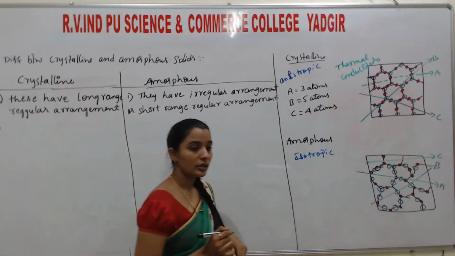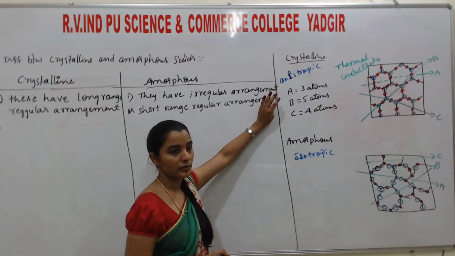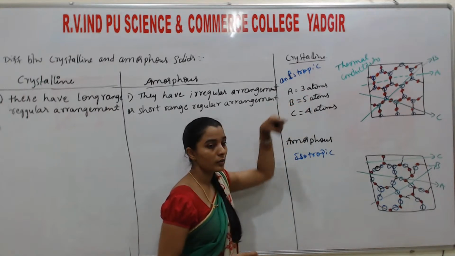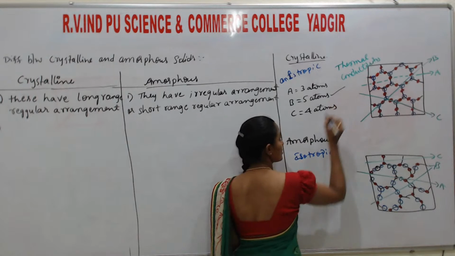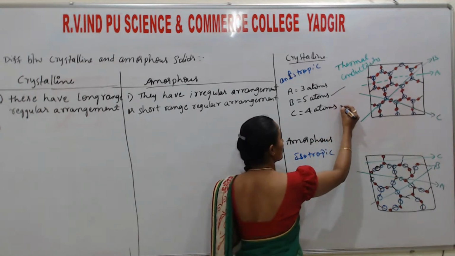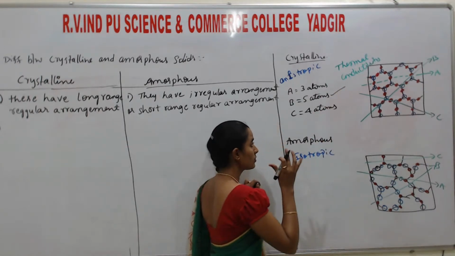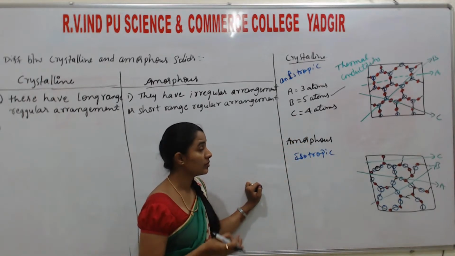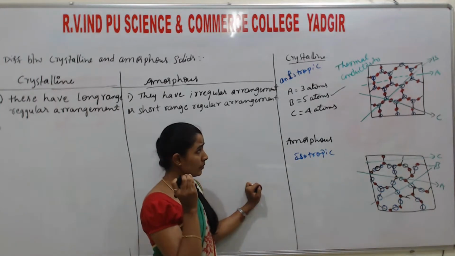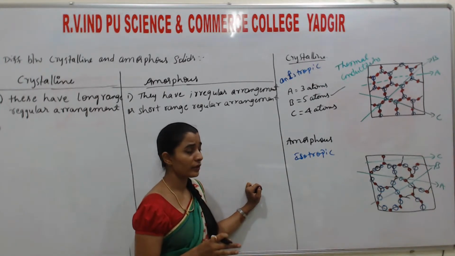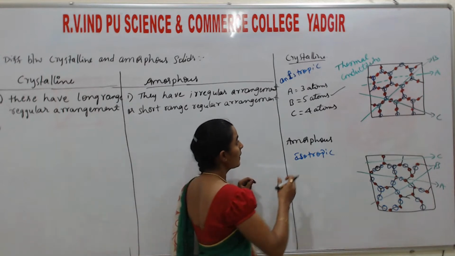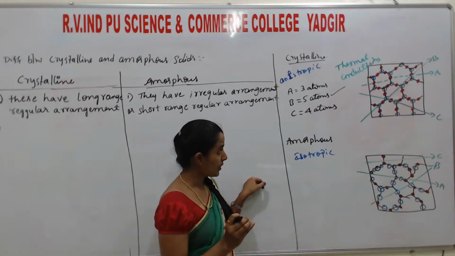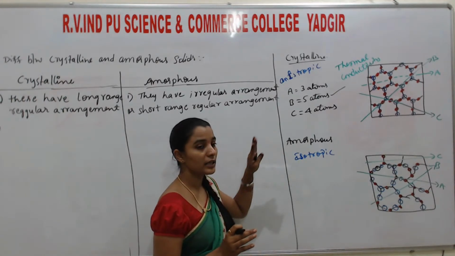So thermal conductivity, or we may take electrical conductivity. Electrical conductivity along 3 atoms, 4 atoms and 5 atoms means this one shows high electrical conductivity compared to this and this. Correct? So that's why if we calculate refractive index, thermal conductivity, electrical conductivity, the melting point, boiling point, whatever it may be, then what happens?